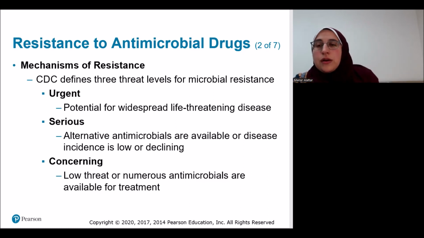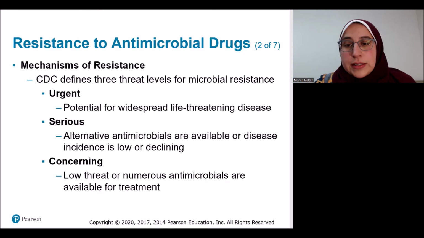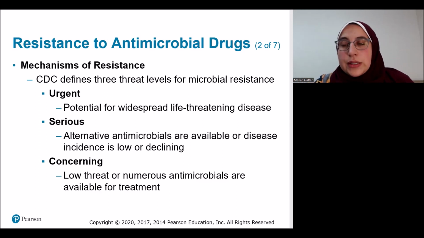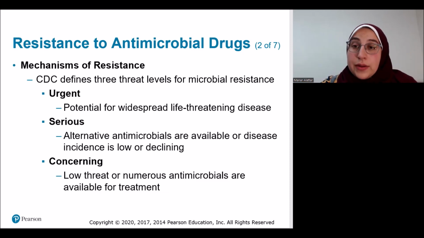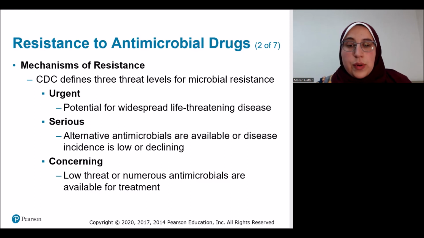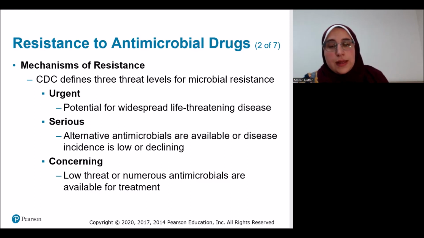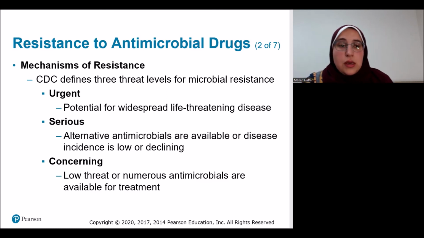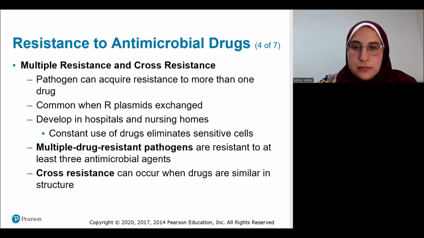And MRSA or Staph aureus is on this list, specifically various types of antibiotic resistant Staph aureus. And then there's concerning, where you do have a pathogenic organism, but how it's spread through a population or through the world is less so. And so you have different types of antibiotic resistant groups of Streptococcus that fall under this grade as well.